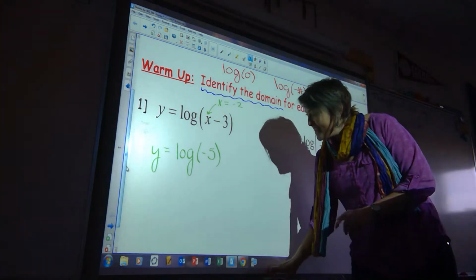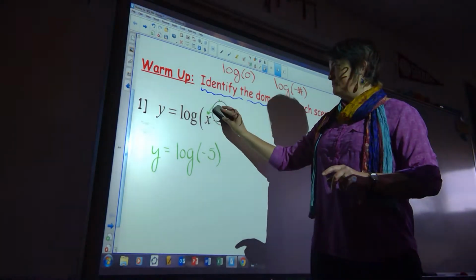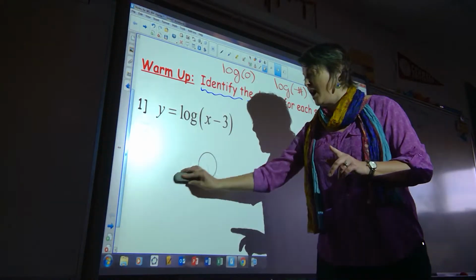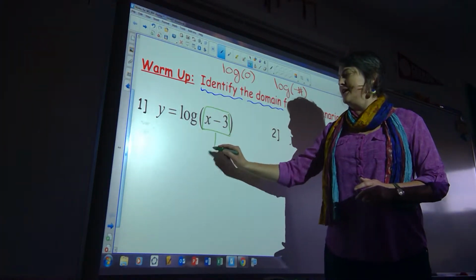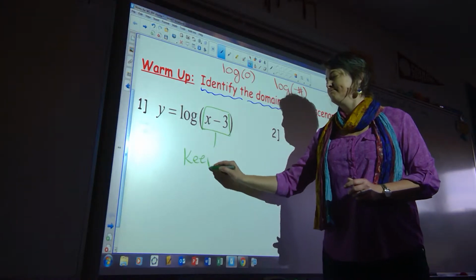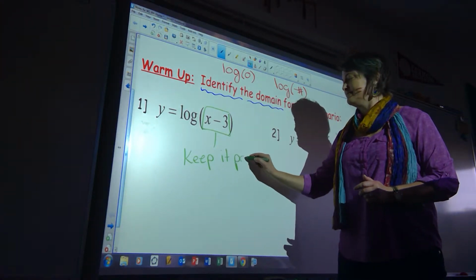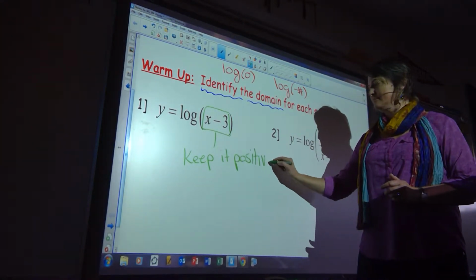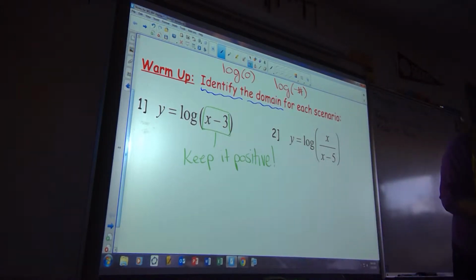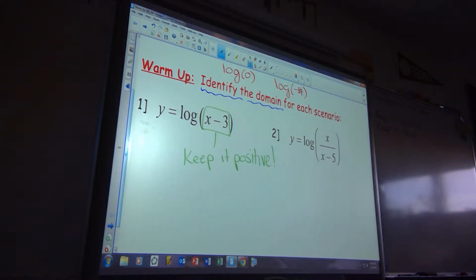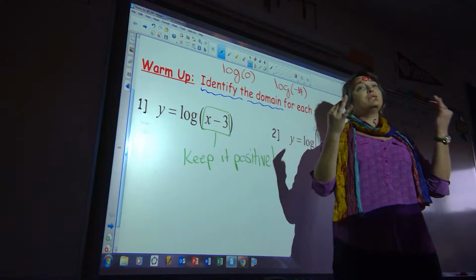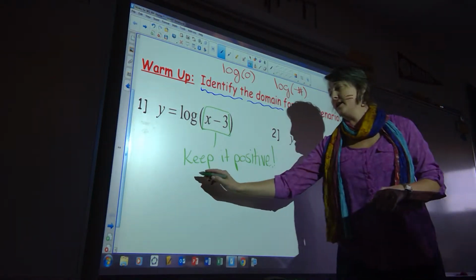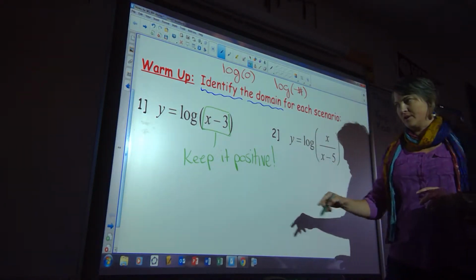So the easiest way for you to think about what's allowed and what's not allowed is to think about always keeping this positive. Right? Always keep it positive. It's kind of like a good life lesson or thought of the day, if you will. All right? So we're going to keep this positive. We also need to keep it real. All right? And that kind of comes into play over on the second one.